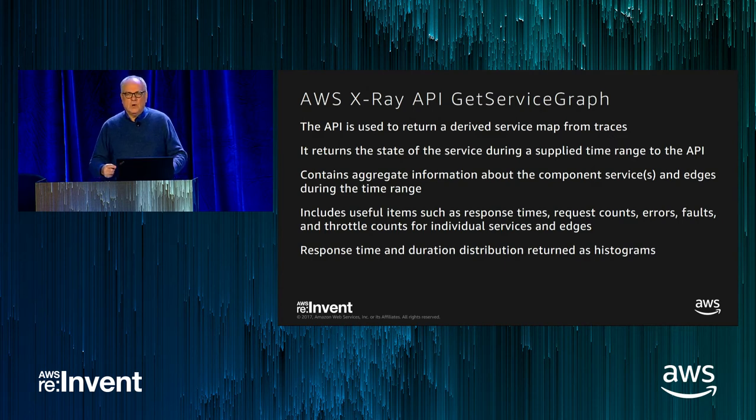So in a synchronous world, where you have a bunch of synchronous APIs, response time and duration are going to be the same. But sometimes they're going to be different when you have these async components. And so we make this distinction so that we can model that in the X-Ray console, and we also make that distinction for you to model it in the API response.